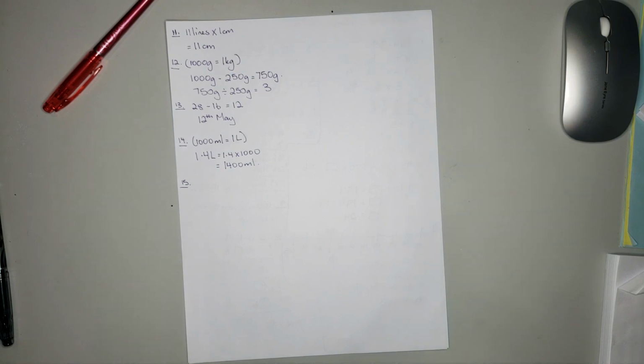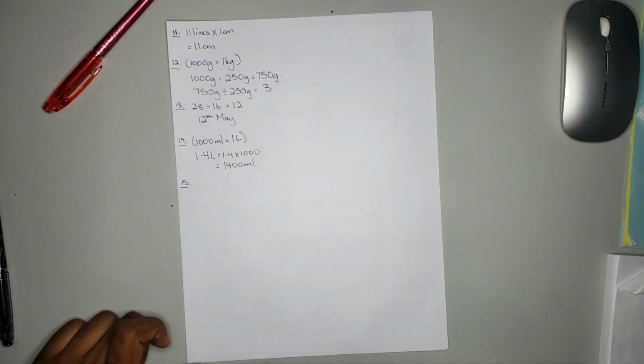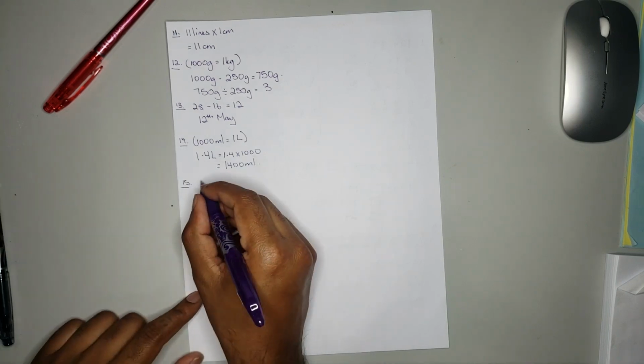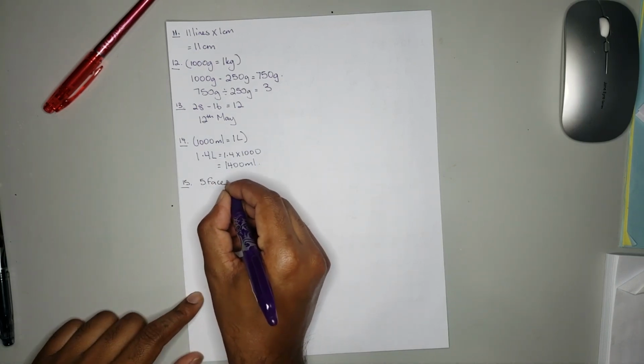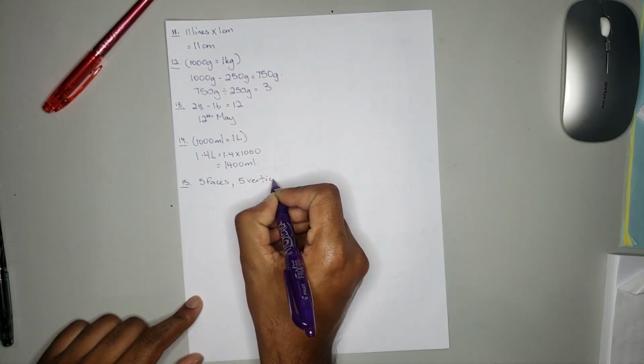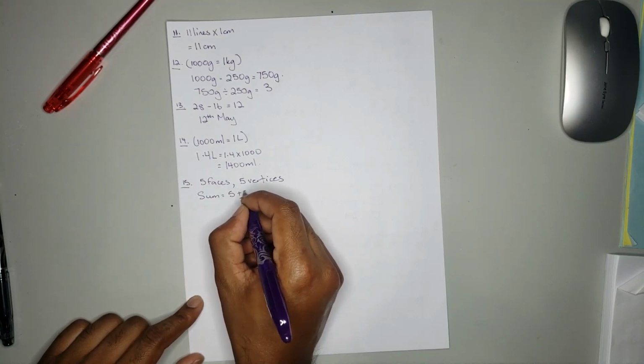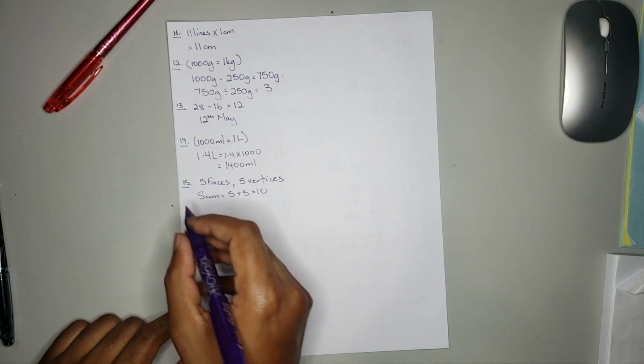The diagram shows a square base pyramid. What is the sum of the number of faces and vertices? Good. So we have a square base pyramid. They say the sum. So we know now in a square base pyramid there are 5 faces and there are also 5 vertices. Sum means to add, so the sum is equal to 5 plus 5, which is equal to 10.